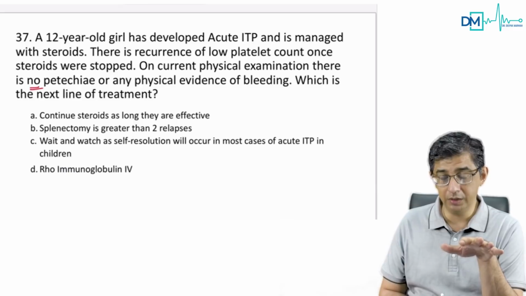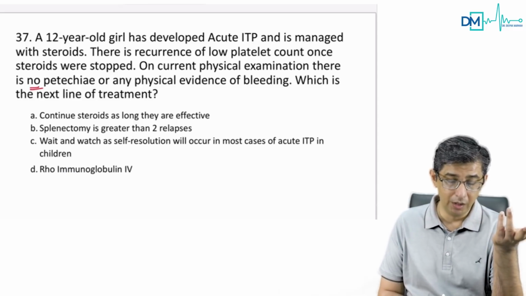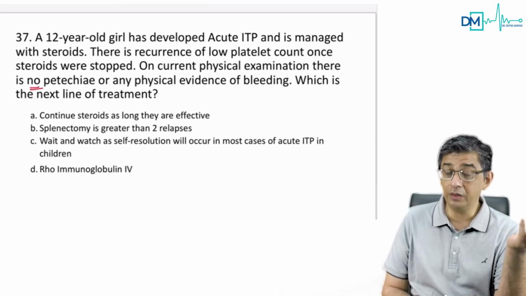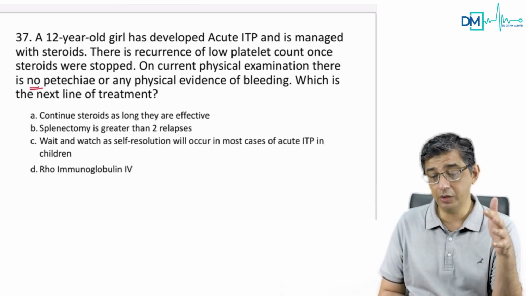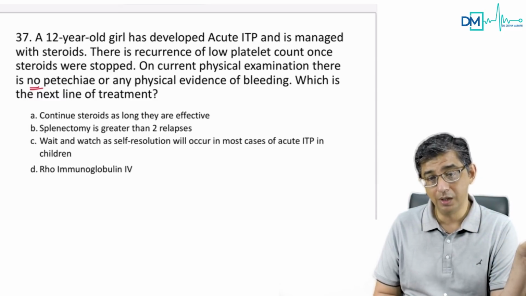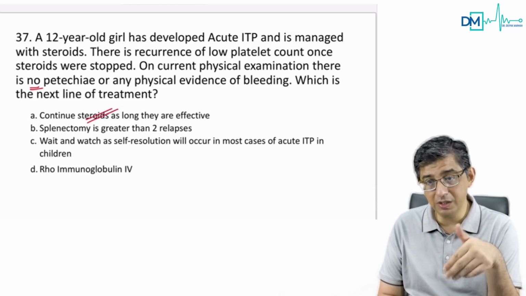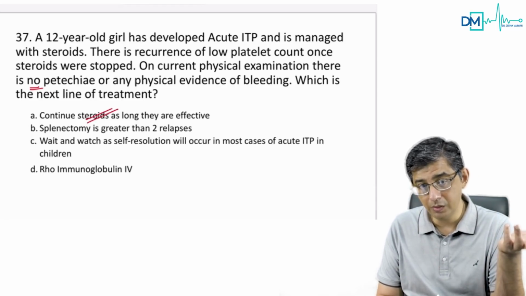But in acute ITP, if a person has low platelet counts with no evidence of bleeding, there is no need to worry, especially in children. Even if the platelet count is 40,000 or 20,000, I'm still not worried, because life-threatening CNS bleeds are usually seen below 10,000. So we will not continue with steroids because we have anyway discontinued steroids in the patient. So A is ruled out.